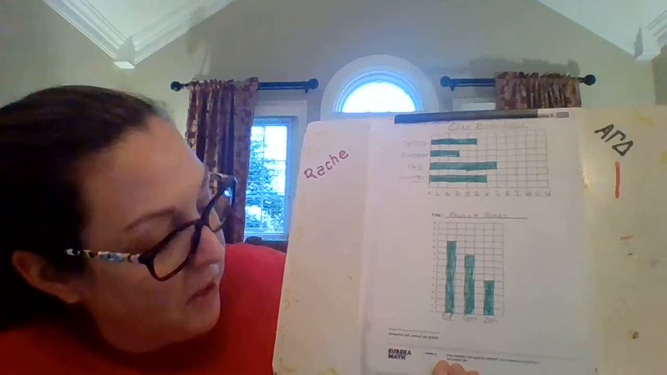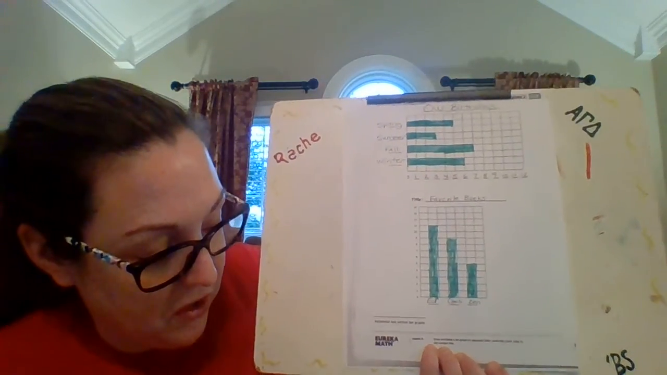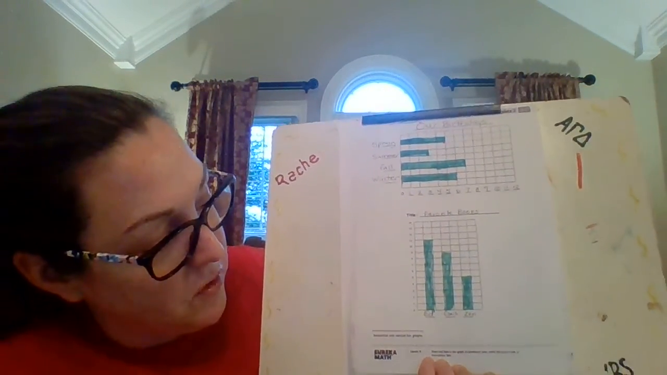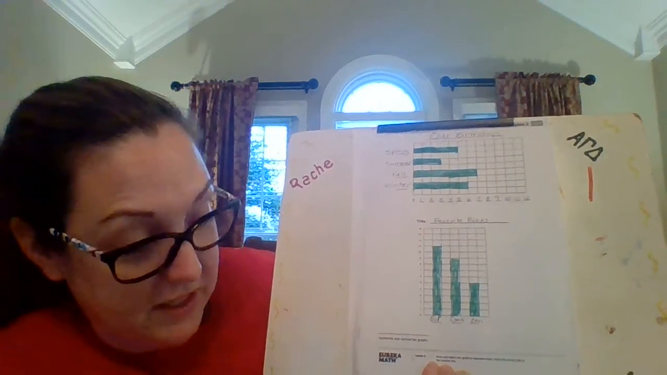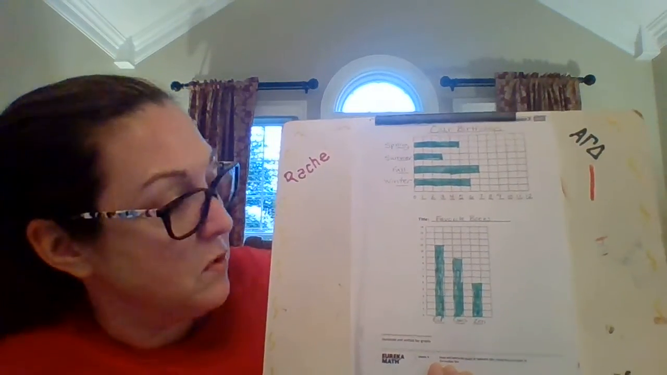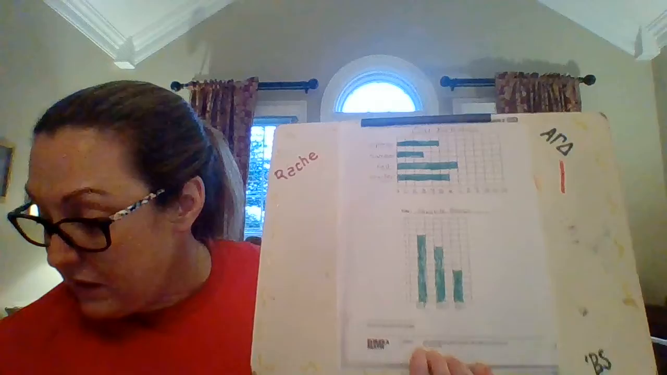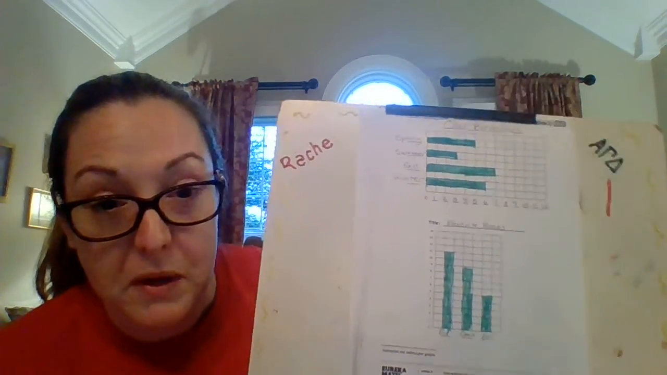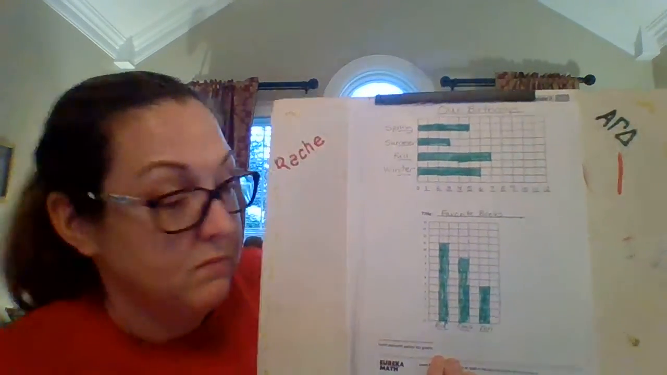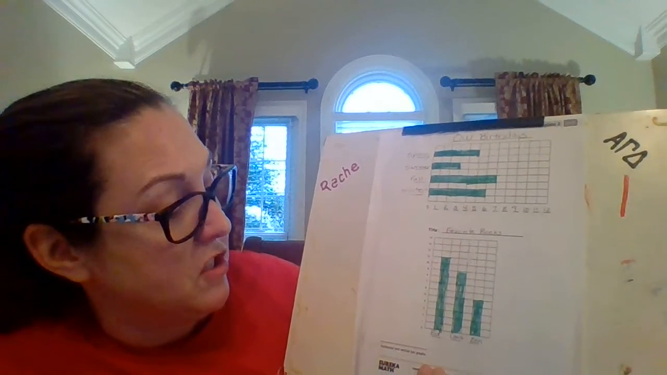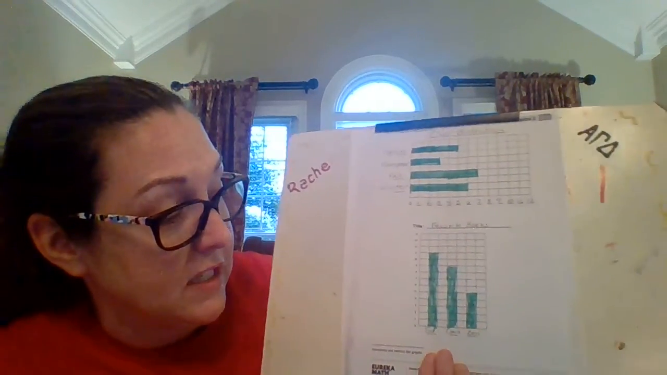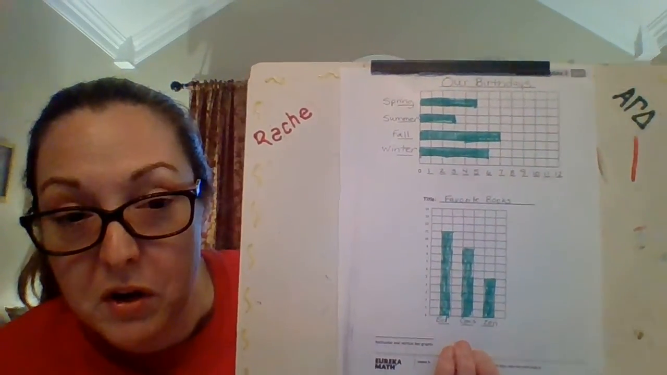Which book was the most popular? The Miraculous Journey of Edward Tulane. And then you can see that Zen Shorts was the least popular. So we could then use this information again to compare, and we could probably make some pretty good predictions of what other classes might think based on what our class thinks.